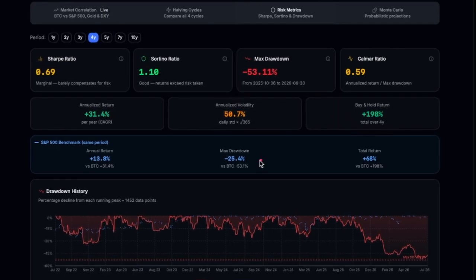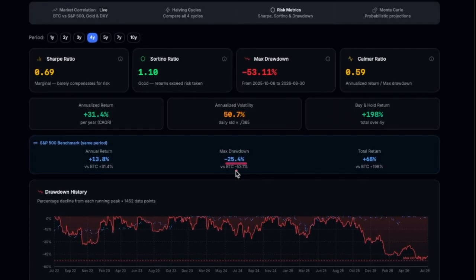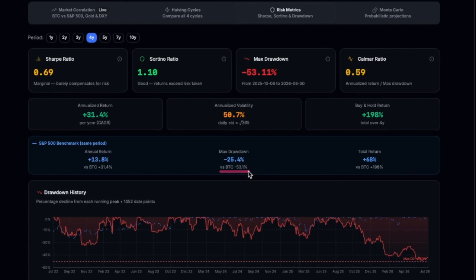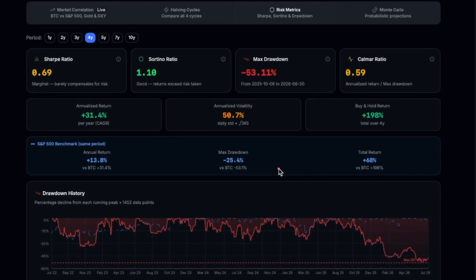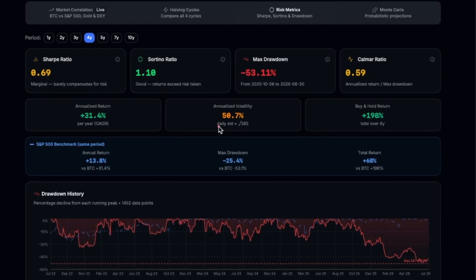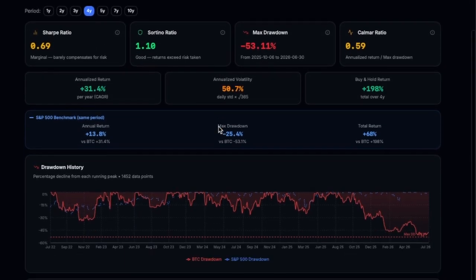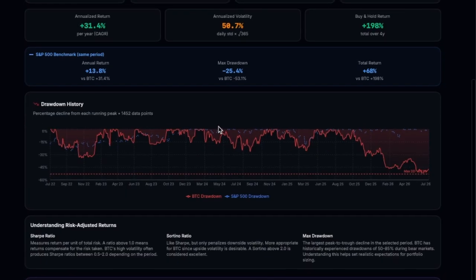This isn't a reason to avoid Bitcoin. It's a reason to size your position correctly. Risk metrics don't tell you what to buy. They tell you how to hold what you already own. Use this dashboard to calibrate your exposure, not to time the market, but to understand the math behind the asset. That's the edge, and now you have it.